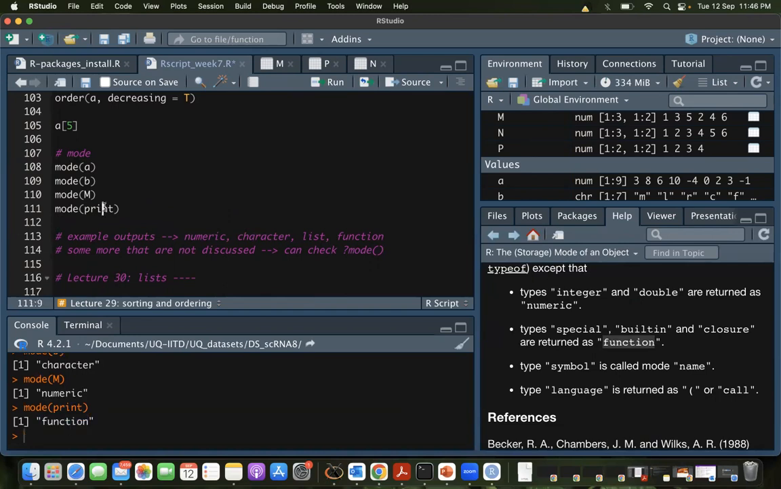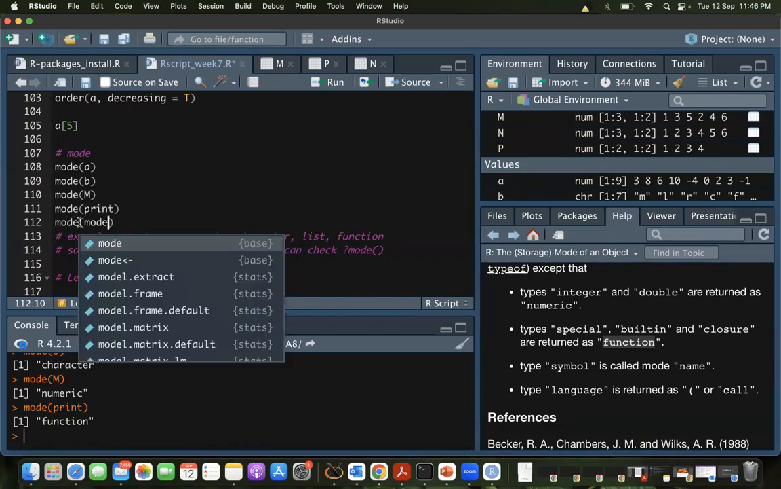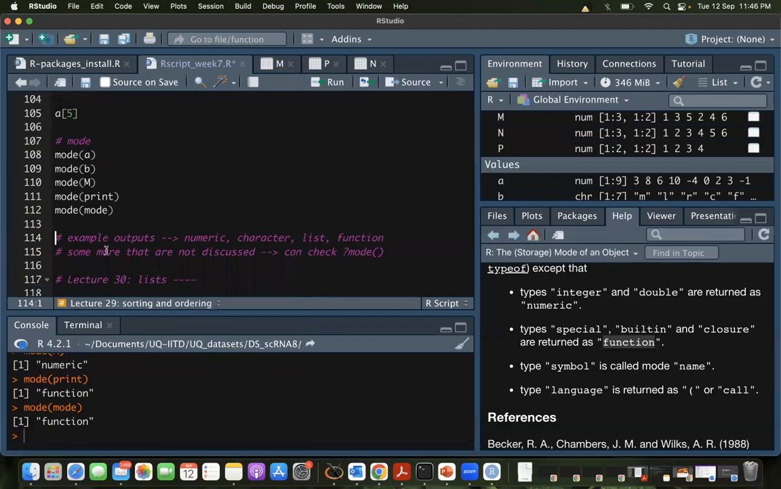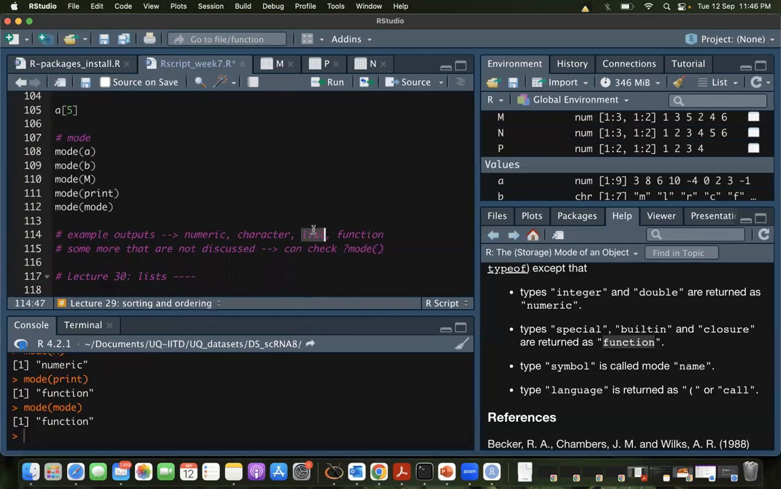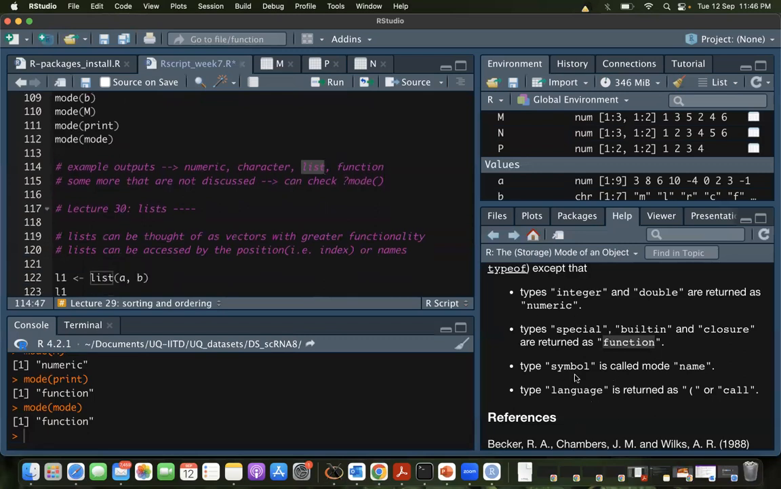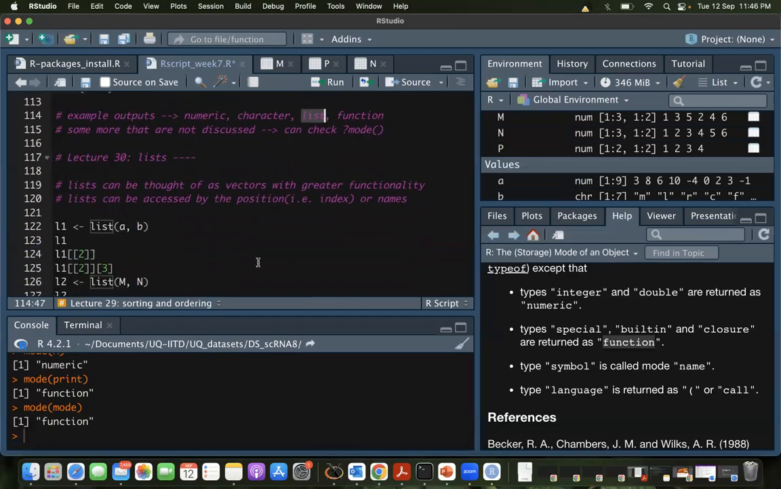Okay. You can actually feed mode itself to it. So that's also a function, right? So these are some of the things we'll see. List is treated a little differently. And so yeah, you can check what all it is, but we won't go into it right now. We've not discussed any of that. All right. So just sometimes it's useful.